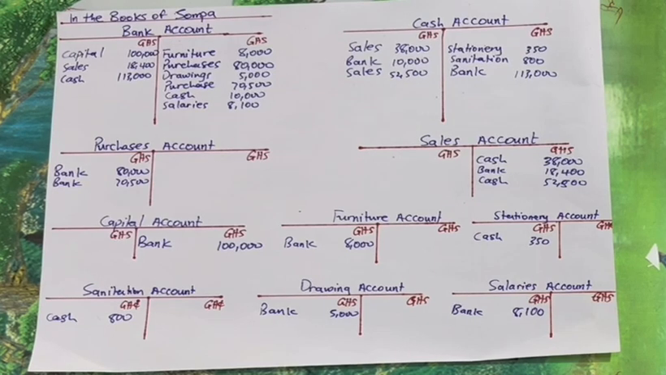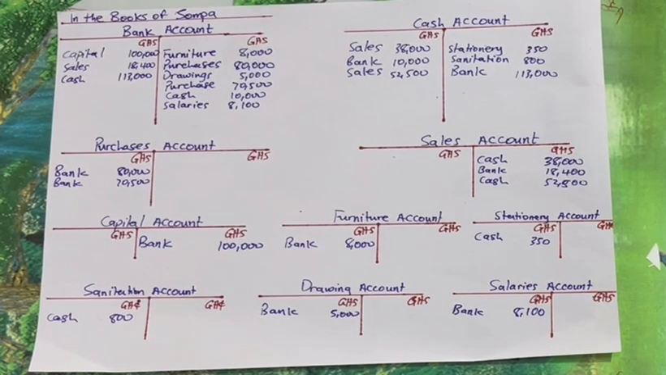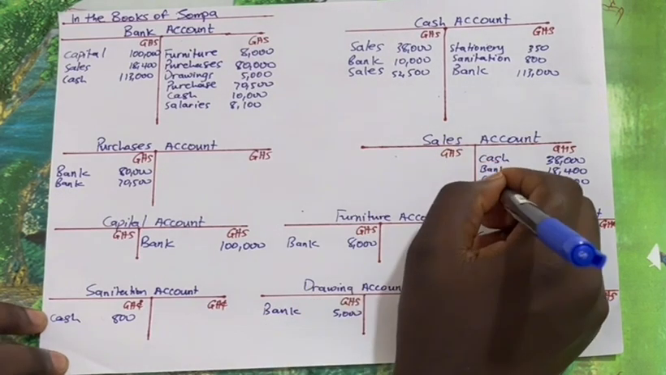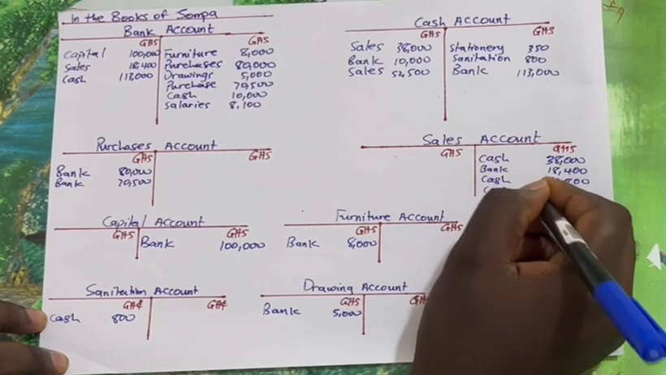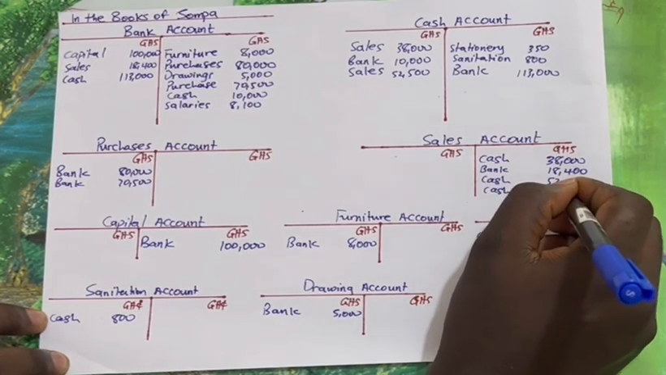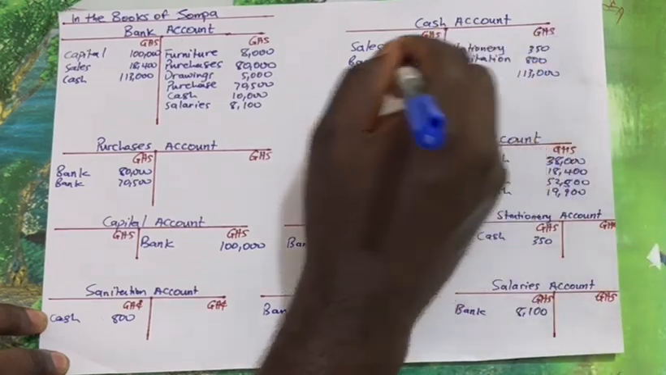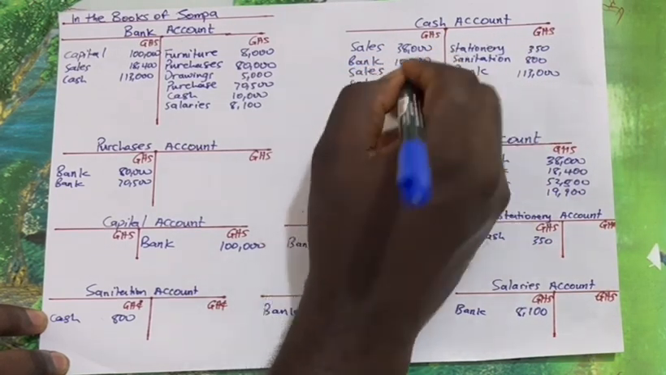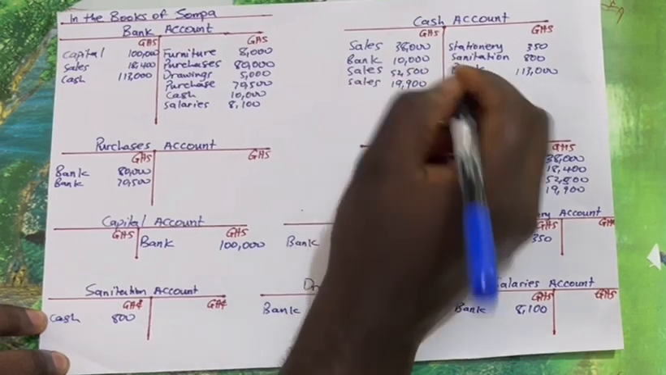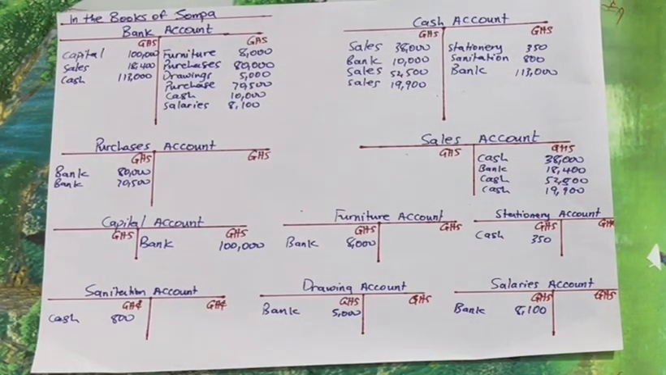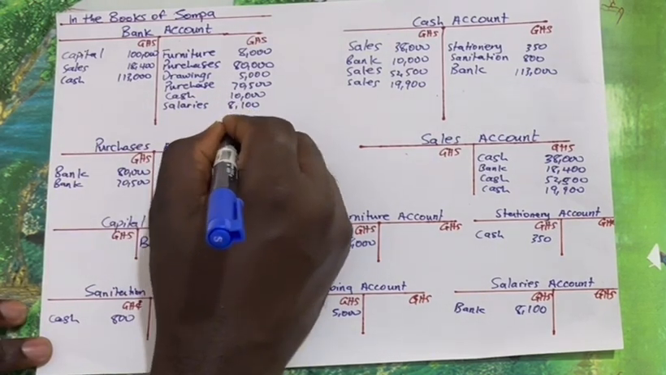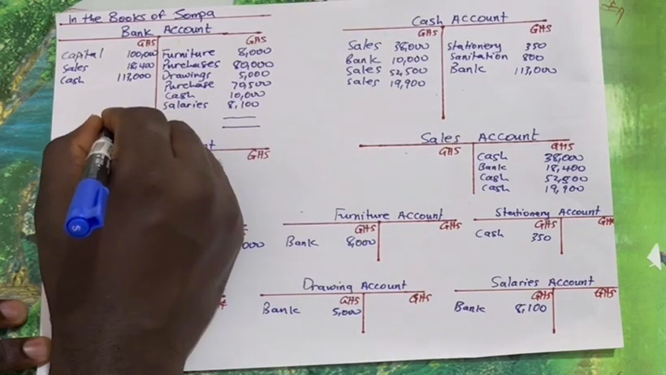And the last transaction is sold goods for cash, 19,900. We sold goods for cash, 19,900. So here will be cash, 19,900, and then we credit sales, 19,900. Okay, so these are the transactions. So we need to close the account. Let's start with this. Since we have to find the total for this, then we know where the difference is.